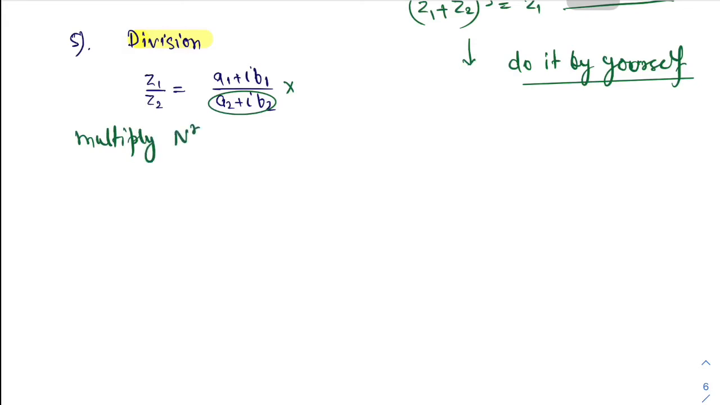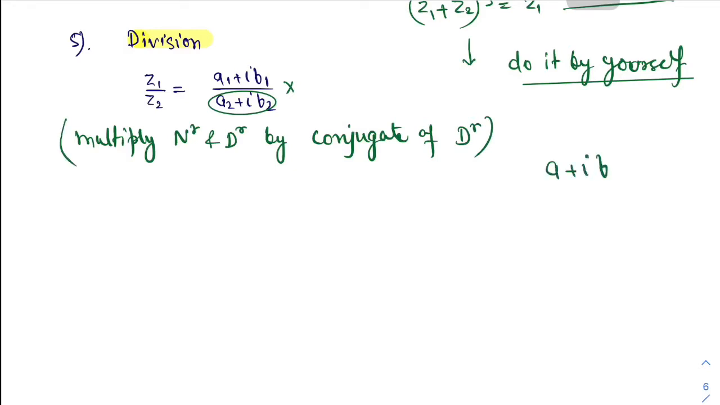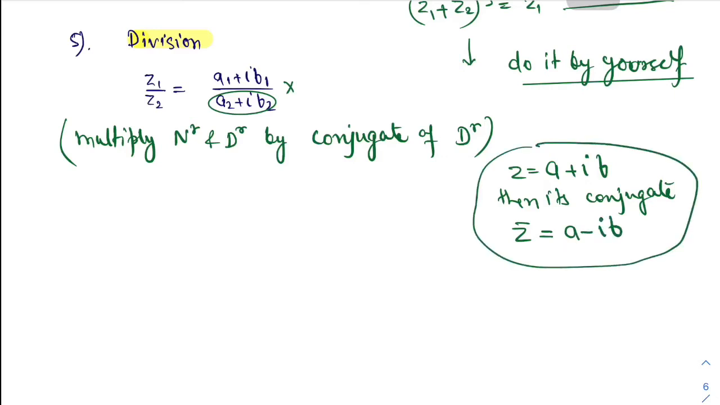Multiply numerator and denominator by conjugate of denominator. If a plus iota b is a complex number z, then its conjugate, which we represent by z bar, is simply a minus iota b, nothing else. This thing is called the conjugate.